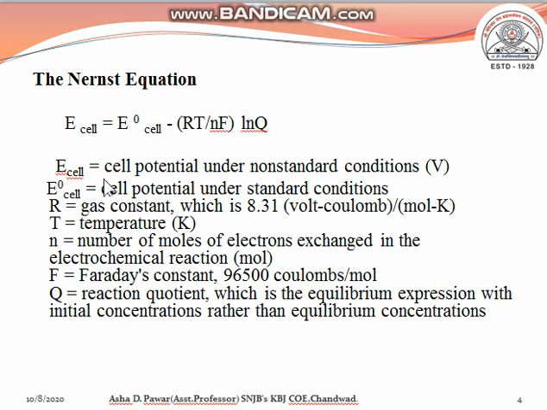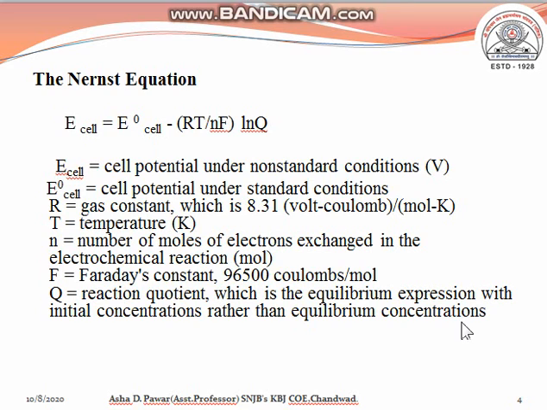So E cell means cell potential under non-standard condition in volts. E0 cell means the standard cell potential under the standard condition. R is the gas constant, T is the temperature, N means the number of moles of electrons exchanged in the electrochemical reaction, that is oxidation and reduction that takes place. When some potential is developed, it means a redox reaction happens, and how many electrons are involved is nothing but N. F is Faraday's constant, which has a constant value of 96,500 coulombs per mole, and Q is the reaction quotient, which is the equilibrium expression with initial concentration rather than equilibrium concentration.